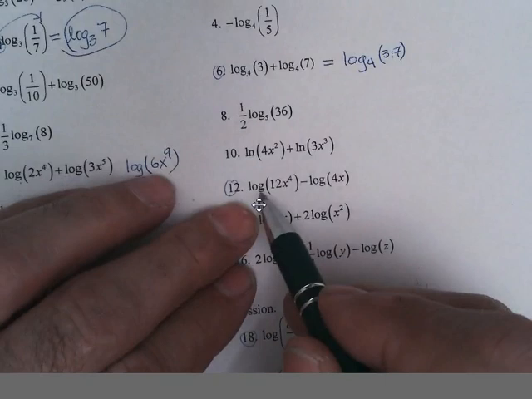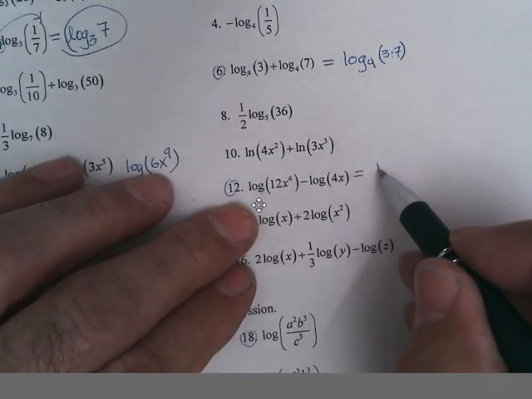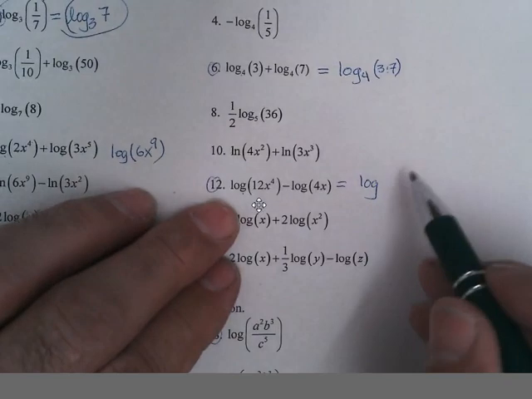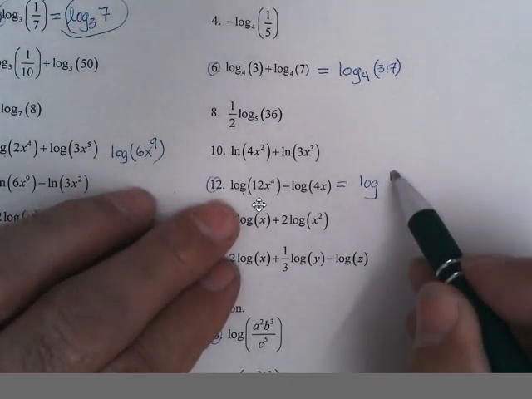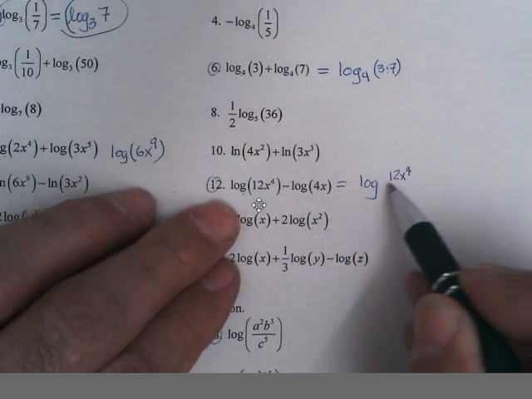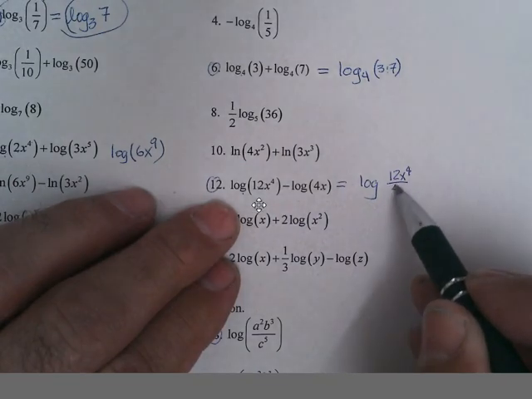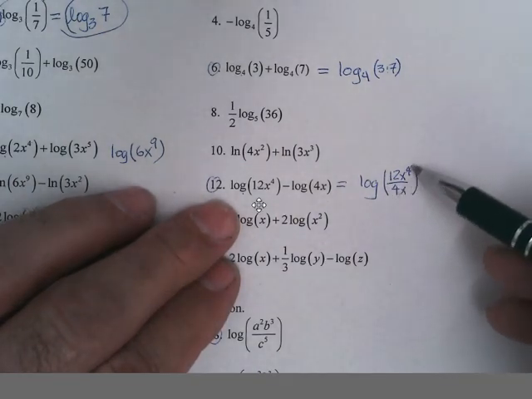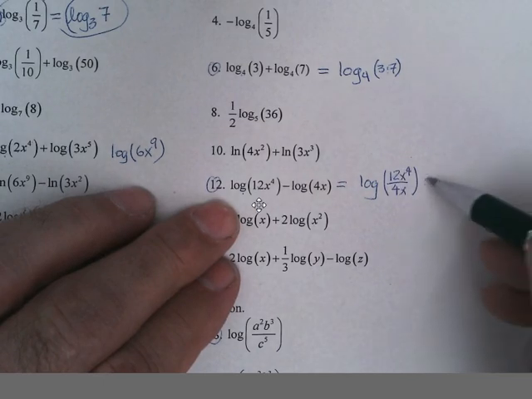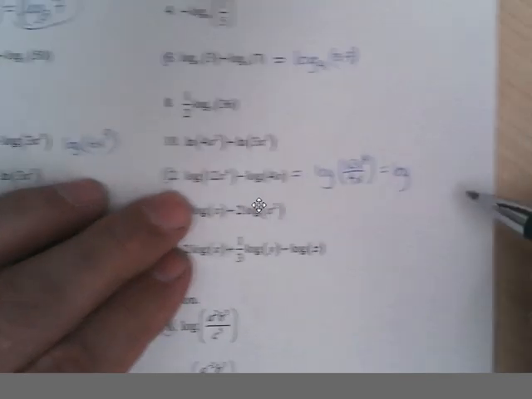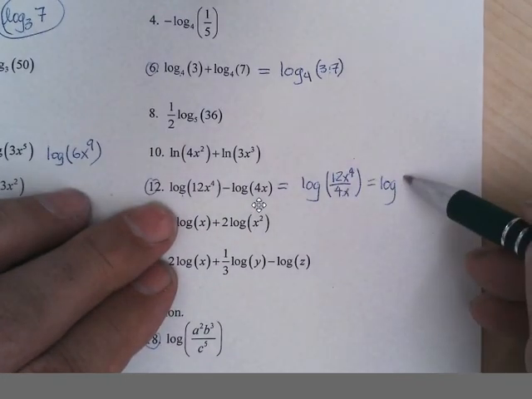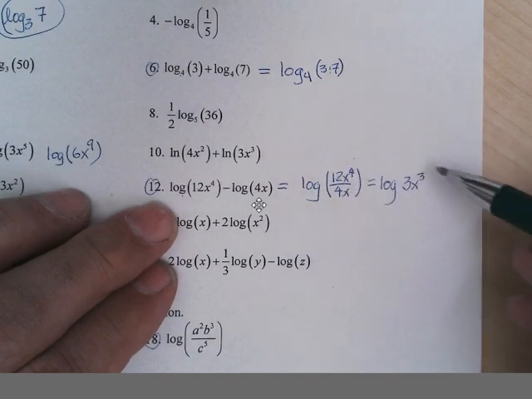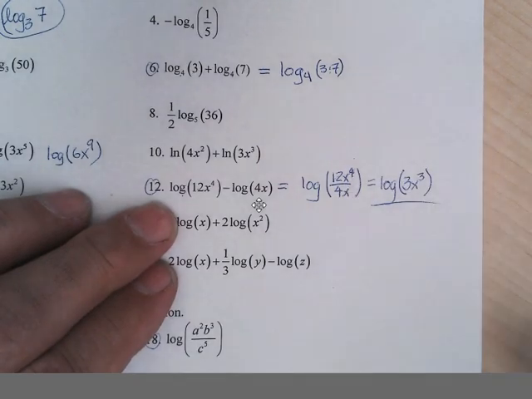Here we're subtracting. It's log base 10 again. But when you subtract, you divide. So you've got 12x to the 4th divided by 4x. And so x would cancel one of the x's, and 4 goes into 12, and it becomes log of 12 divided by 4, 3, and x to the 4th divided by x, x cubed. Single log.